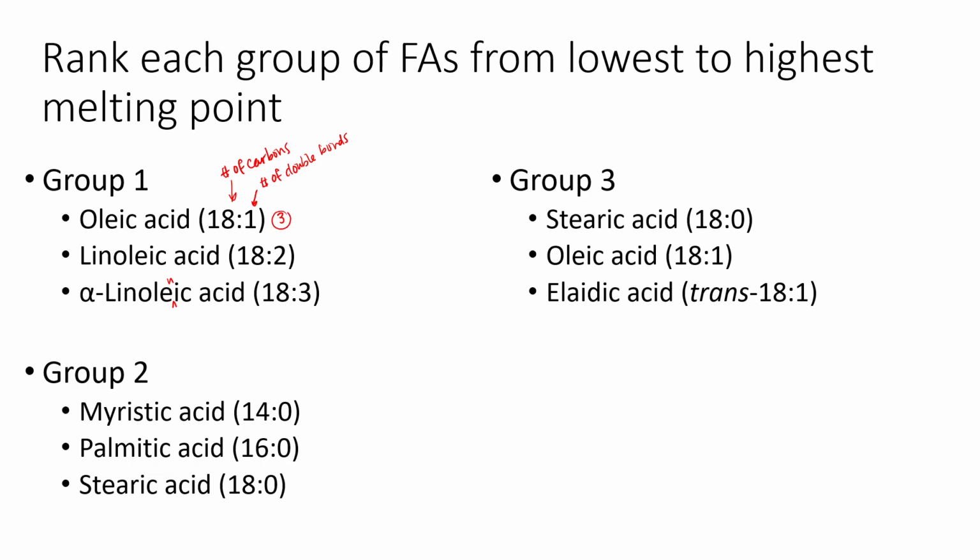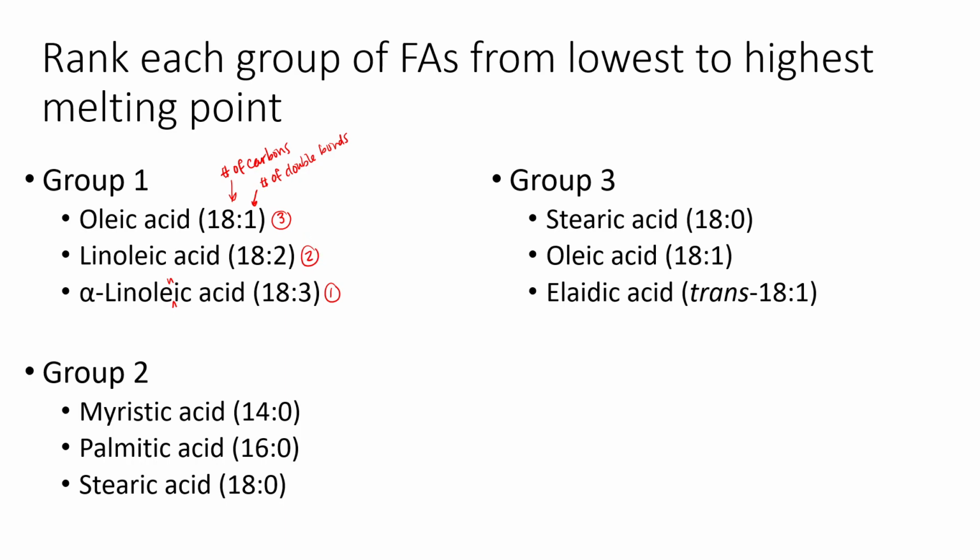So it's going to be number 3 on our list because we're labeling from lowest to highest, right? If we want the fatty acid with the lowest melting point, we want the fatty acid that has the least ability to pack tightly. So that's going to be the one with the most double bonds, which is alpha-linolenic acid, number 1. Linoleic acid is going to fall somewhere in between those two.